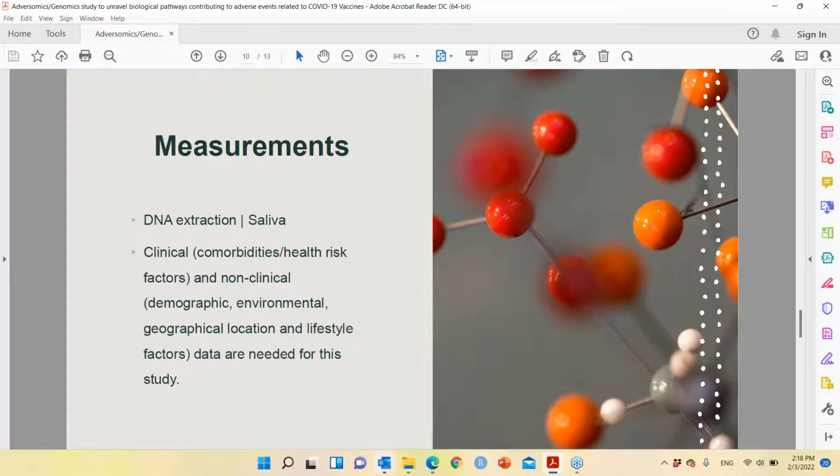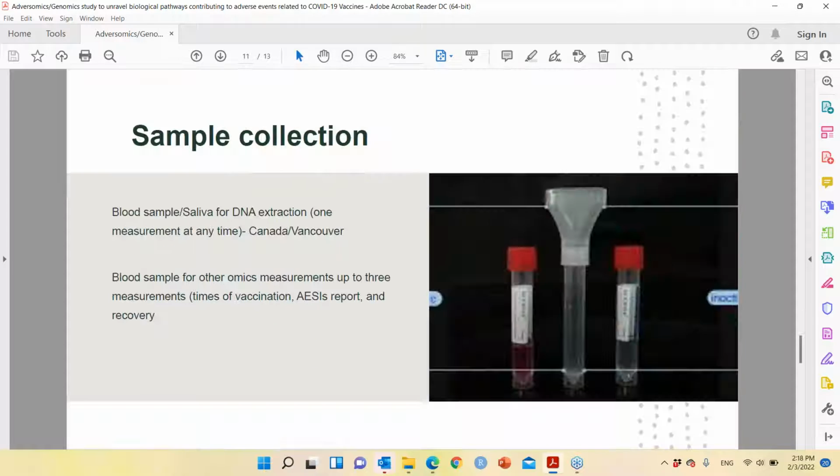Other measurements that we need for this study, indeed, like other studies, are clinical and non-clinical measurements from both cases and controls. So as I said, for DNA extraction, we need saliva, and among both controls and cases, at any time we can collect this saliva and send it to a lab in Vancouver, Canada.